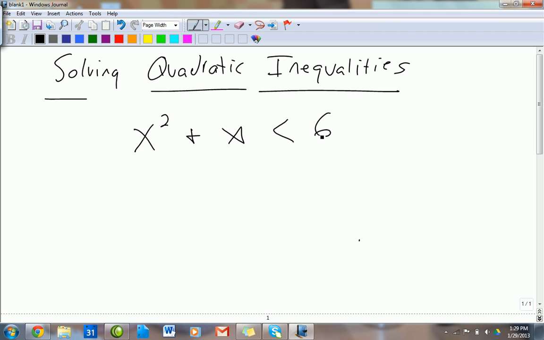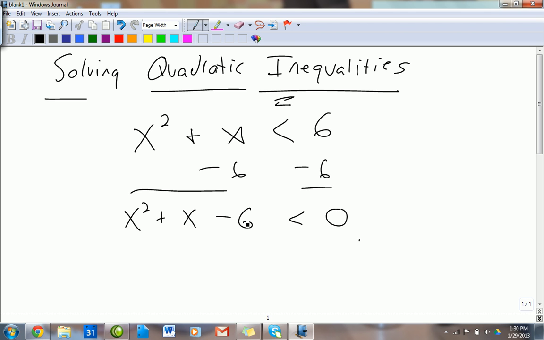So this is quadratic in nature. It's an inequality because it's less than, and we're going to talk about how to solve this. Now, recall that if this were an equation, what I would want to do is set it equal to 0. So I'm going to do that here, subtracting 6 from both sides. What I then have is a trinomial quadratic on the left, which is less than 0 on the right. Now I can work with this, because if it were an equation, I would factor. And that factors nicely as such.